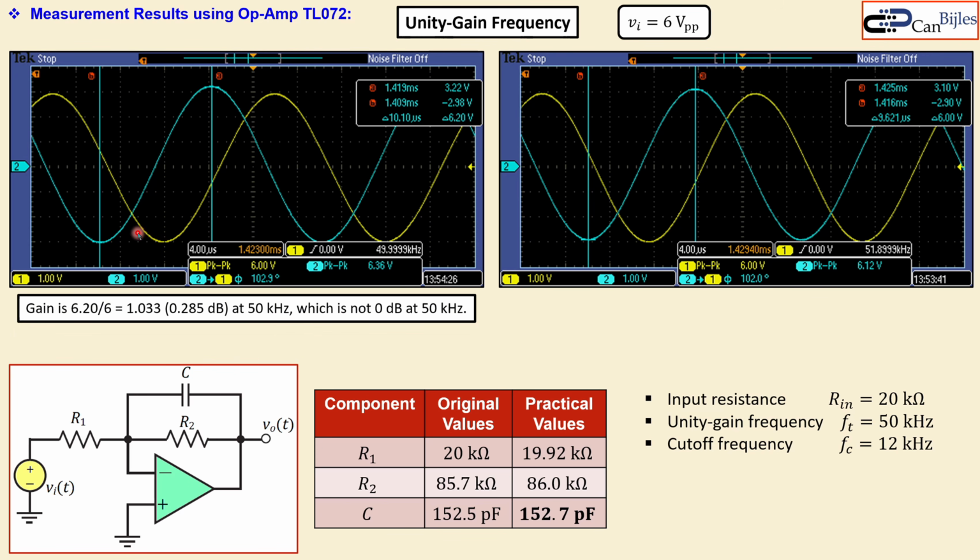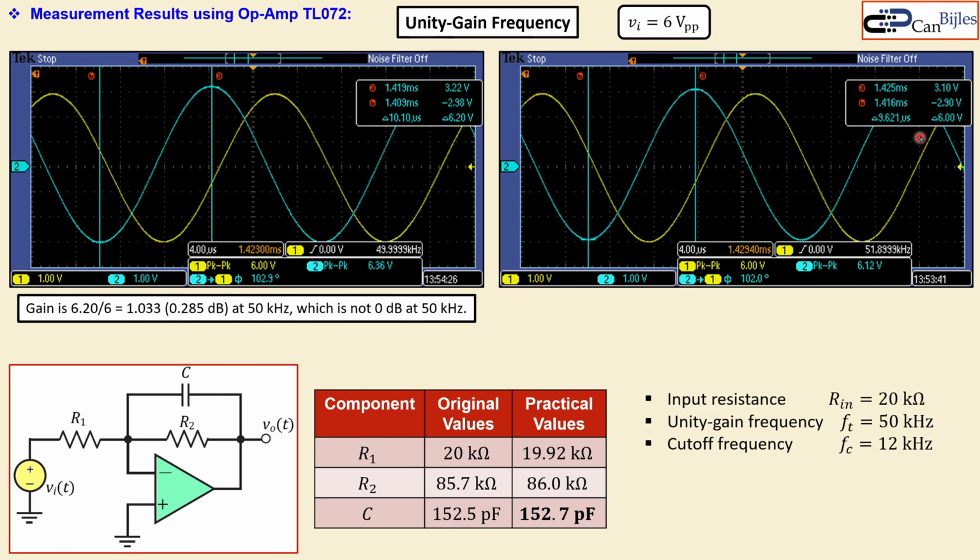You see the yellow is again the peak value for our input, and the blue one is the output. But the blue one is 6.2 volts at this 50 kilohertz. But it must be exactly 6, of course. So in order to have a gain of 1, the error is not much, you can say, but it is some error. And since this is not exactly what we wanted, we need to look at where we get that gain of 1 or 0 dB.